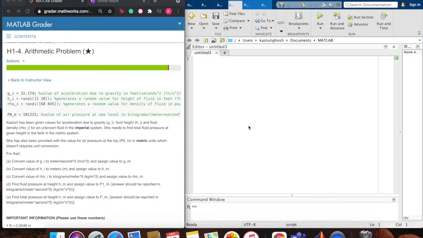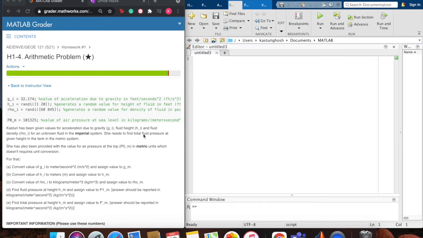Welcome back everyone. We are now starting with the solution for homework 1 problem 4, which is the arithmetic problem. Before we start, I would like to draw your attention to the fact that this question is really similar to a question you've done in your tutorials before. It's module 1, question 5. So if you would like to take a look at that problem before you solve this, feel free to do so.